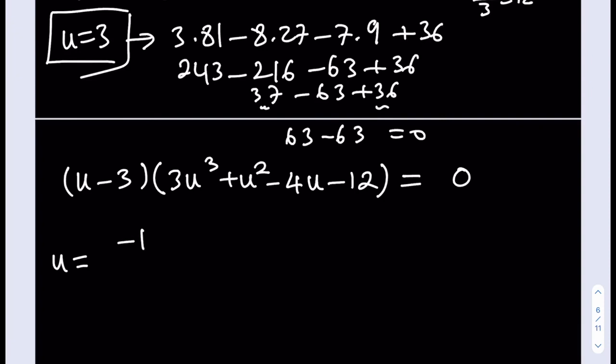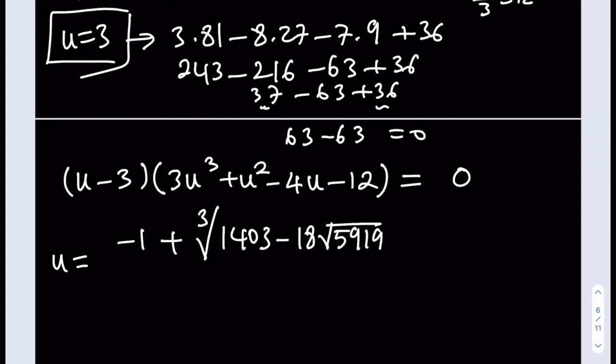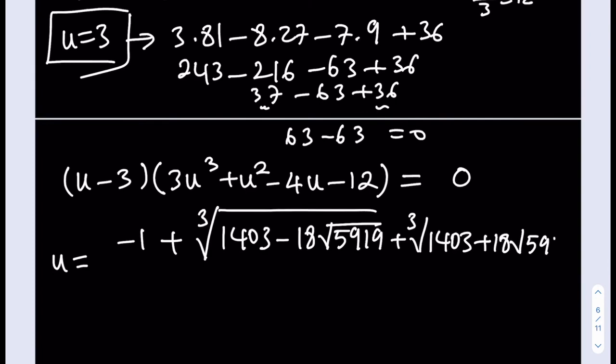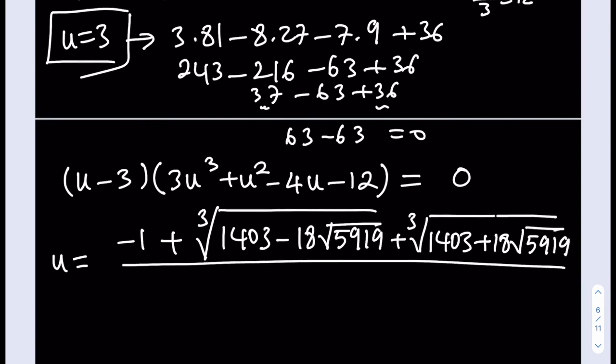You're going to get negative 1 plus the cube root of 1403 minus 18 times the square root of 5919, plus the cube root of 1403 plus 18 times the square root of 5919, all over 9. Okay, so this is going to be another solution that comes from the cubic.